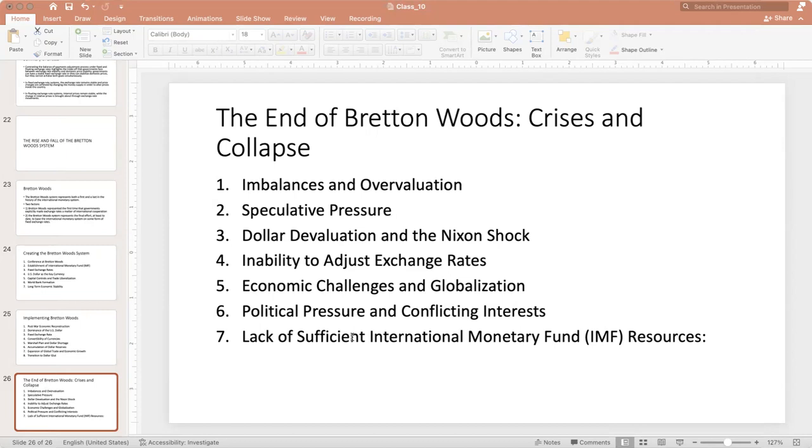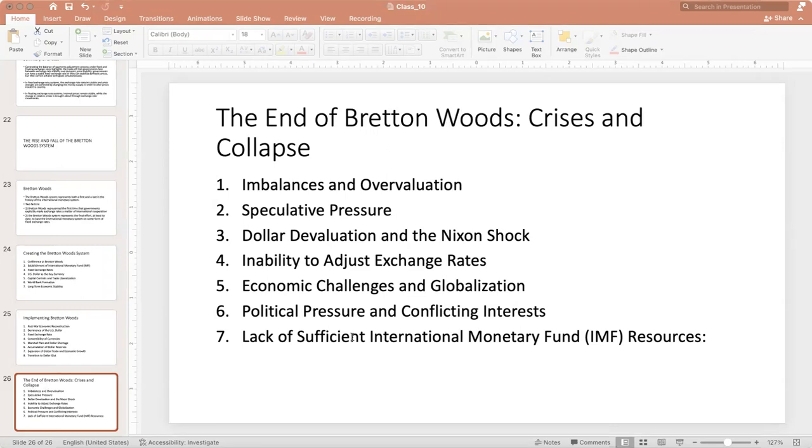The Bretton Woods system lacked a mechanism for countries to adjust their exchange rates in response to economic imbalances. This rigidity made it difficult for countries to correct trade deficits or surpluses through exchange rate adjustments, leading to persistent imbalances and a strain on the system.